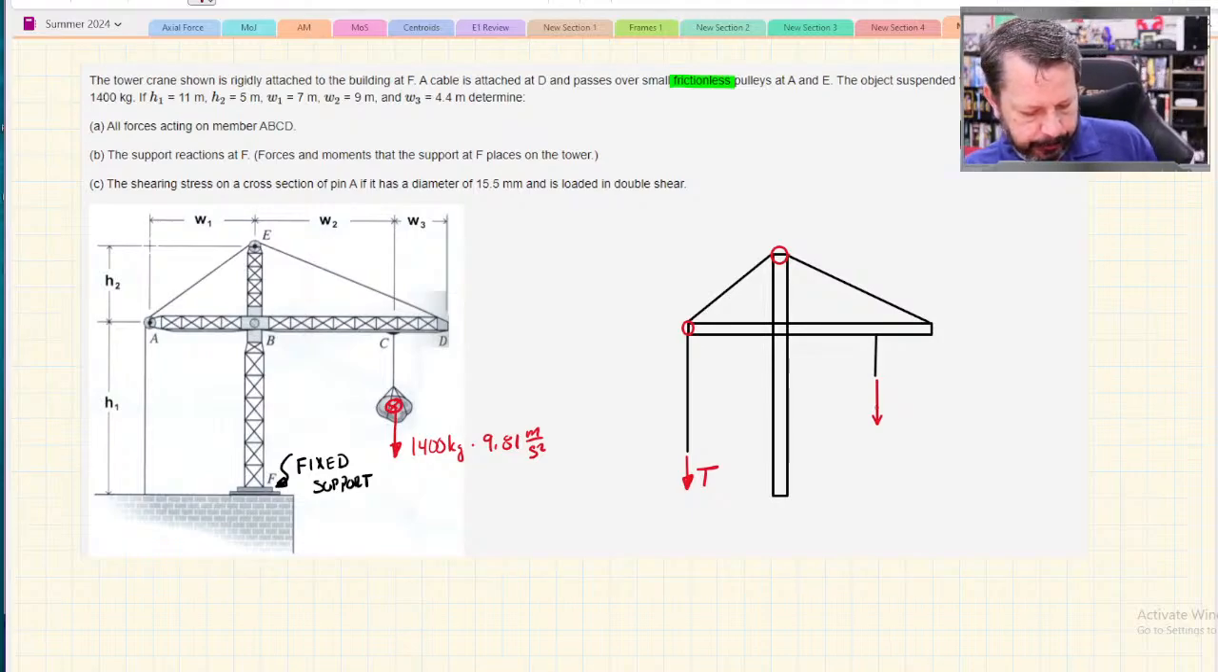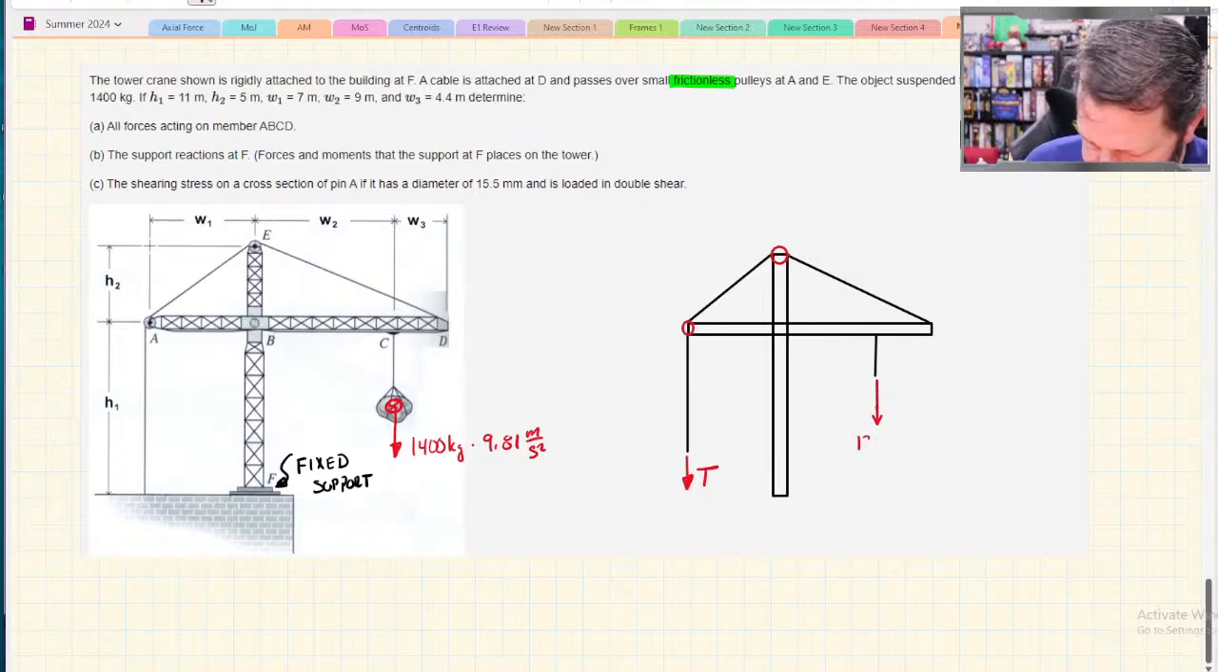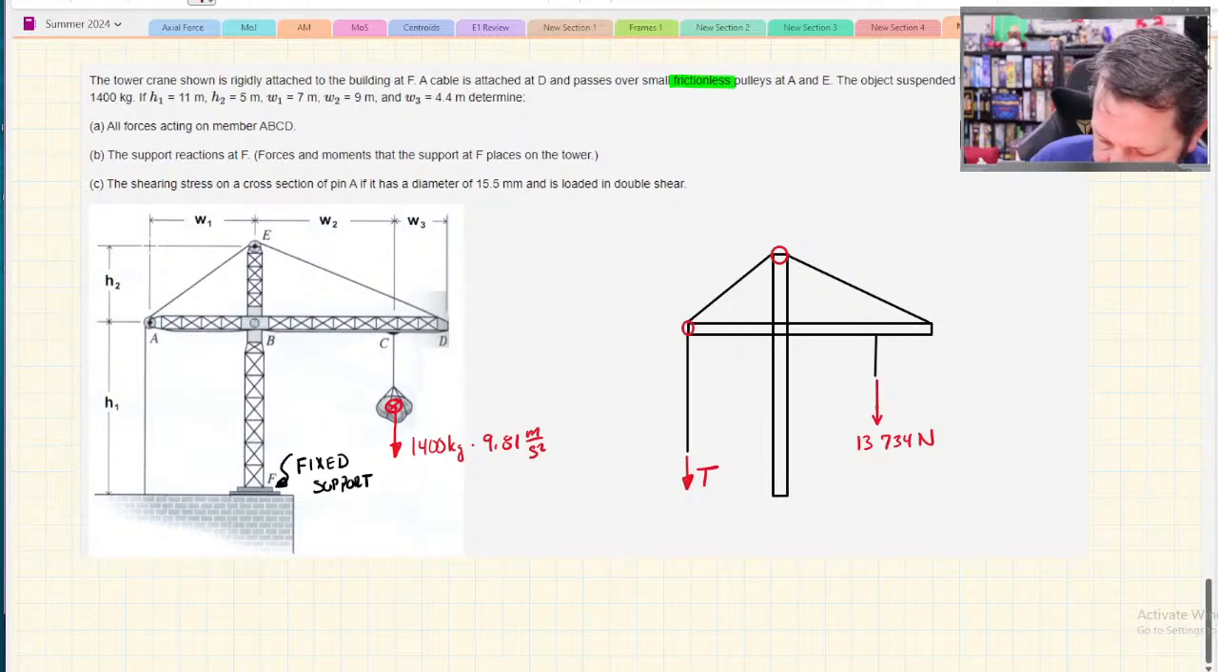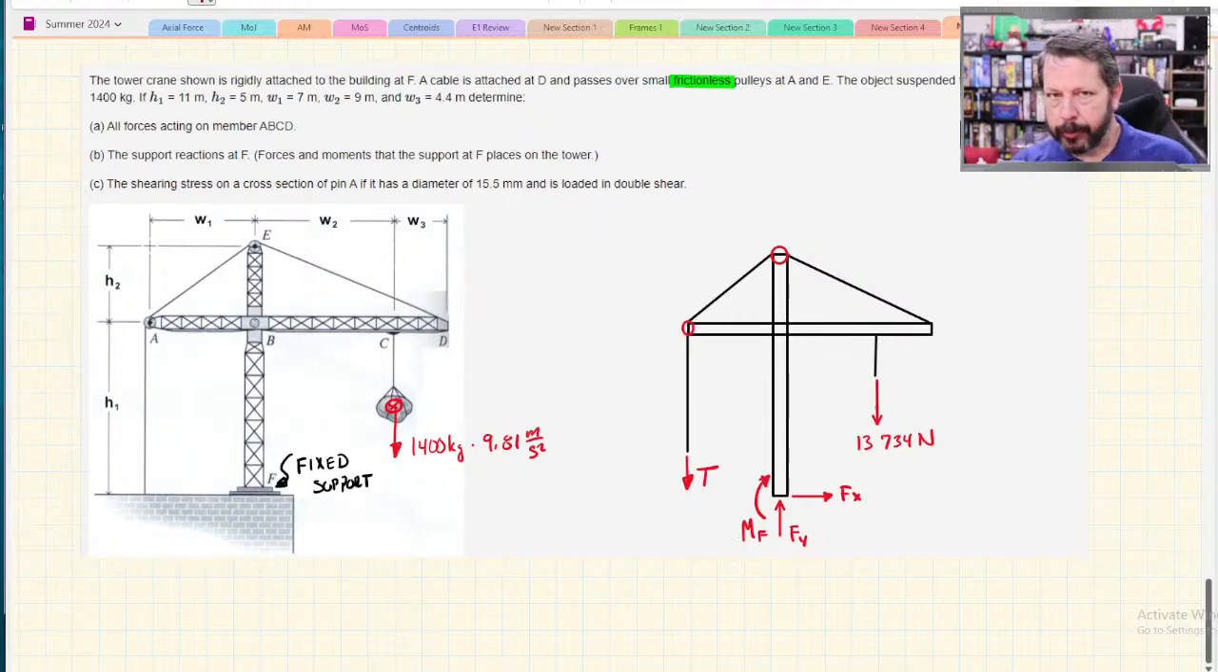Get my calculator on. 1,400. I'm going to go with 9.81. So times 9.81. 13,734 newtons. And then at F, I've got Fy. I've got Fx. And I've got the moment at F. And I've got a whole bunch of dimensions.